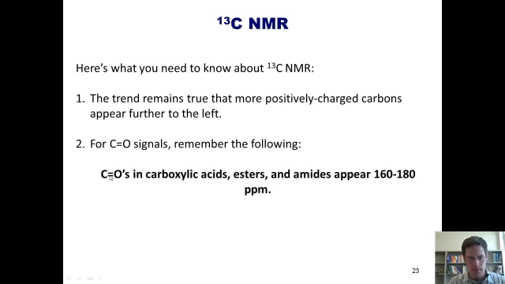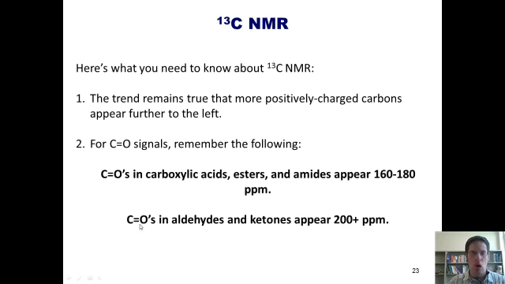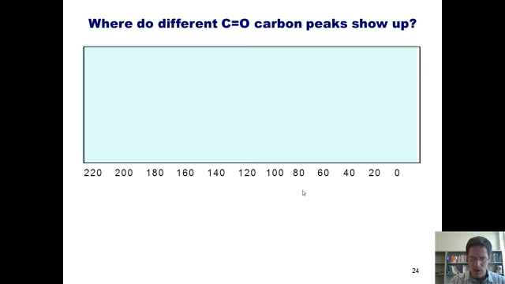Carbonyl carbons in carboxylic acids, esters, and amides appear usually between 160 and 180 ppm. Carbonyl carbons in aldehydes and ketones appear usually about 200 or above. Now sometimes there's some slight wiggle room there, but that's generally speaking a pretty good trend to follow. So where do different carbonyl signals appear on carbon NMR?